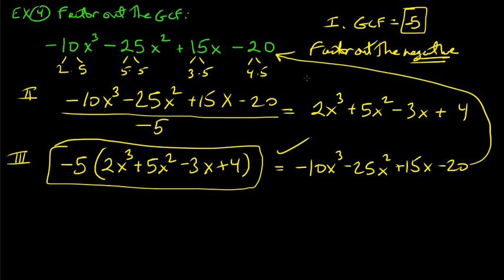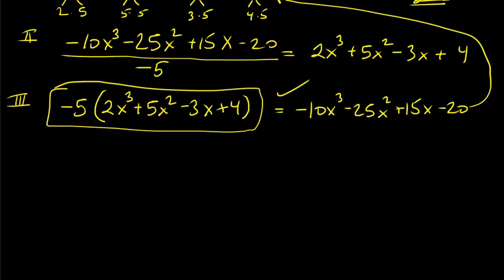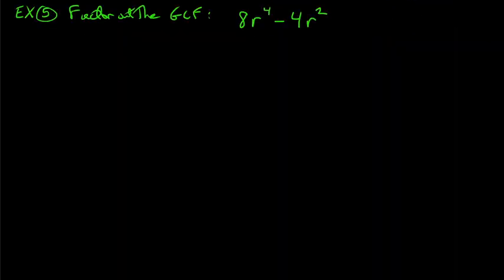All right. I guess I'll give you one more. Okay, factor out the GCF. We have 8r to the 4 minus 4r squared. Okay, so here there's only 2 terms, right? In some cases you'll have 2 terms, some you'll have 3, some you'll have 4. I don't think we did one with 5 terms yet, but that's getting a little bit excessive.